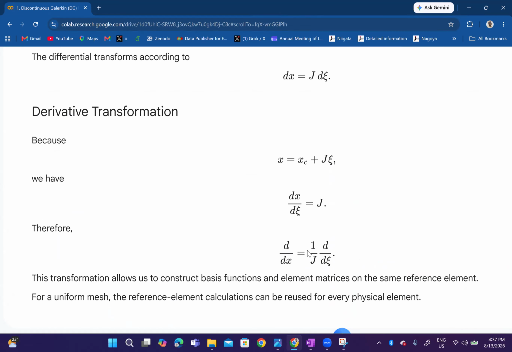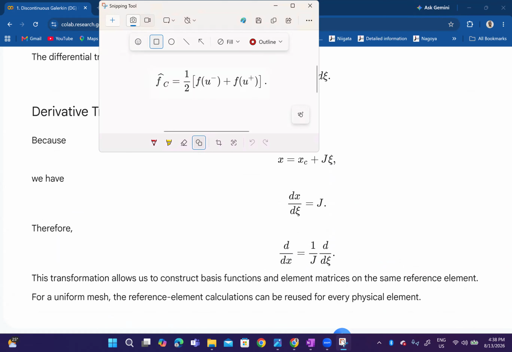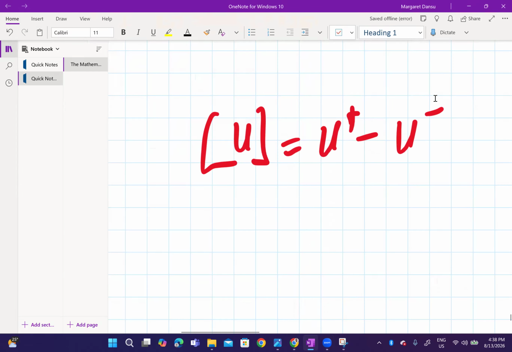So if dx d psi is equal to J, what does that mean? We now need d dx.